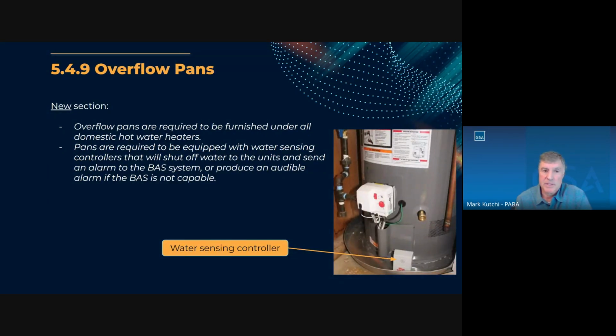Okay, a new section was added, overflow pans. Overflow pans are required to be furnished under all domestic hot water heaters. And the pans are required to be equipped with water sensing controllers that will shut off the units and send an alarm to the BAS system, or produce an audible alarm if the BAS system is not compatible with the alarm. So this is simply an overflow pan with a water sensing device. Again, if that water sensing device senses water in that pan, it needs to shut off the water and alert the BAS so that maintenance O&M can take care of the issue.